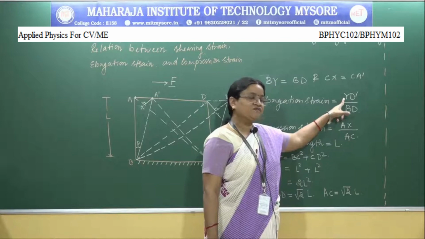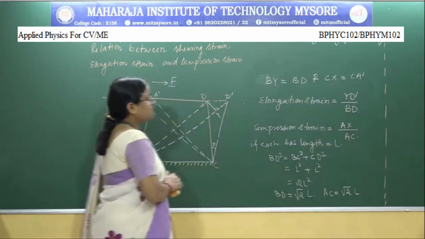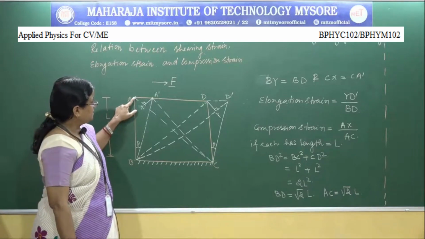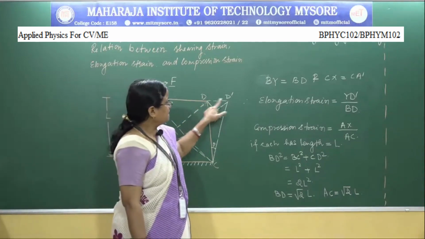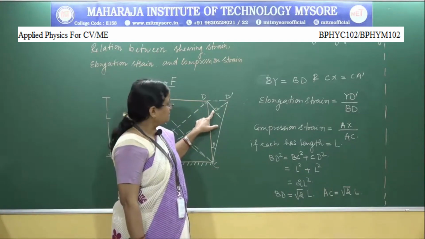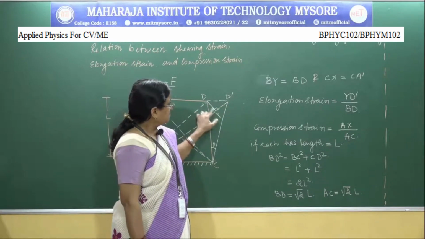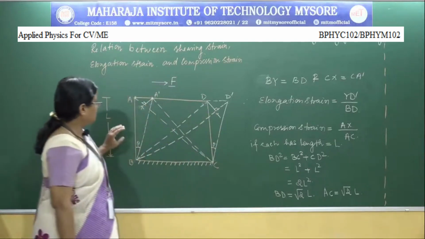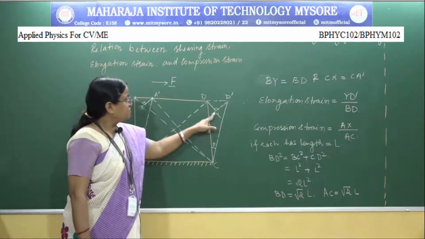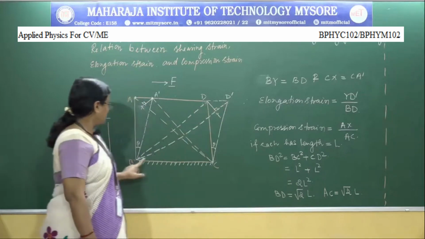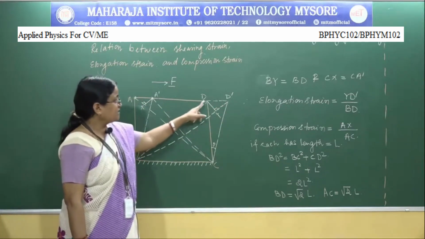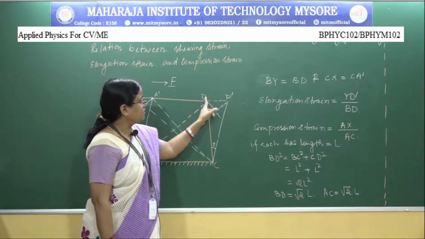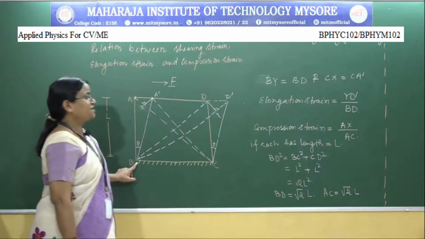Next we have to find out the value of YD dash and AX. So to find the value of YD dash and AX, we'll consider first the triangle DD dash Y. Now if you consider this triangle DD dash Y, you see that DY is perpendicular, and we can consider the same angle as DD dash B. What will be the angle for DD dash Y? The same angle will be for D dash B.